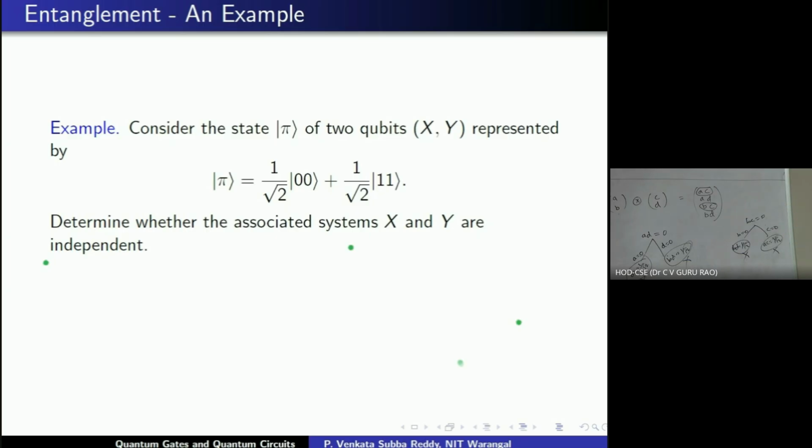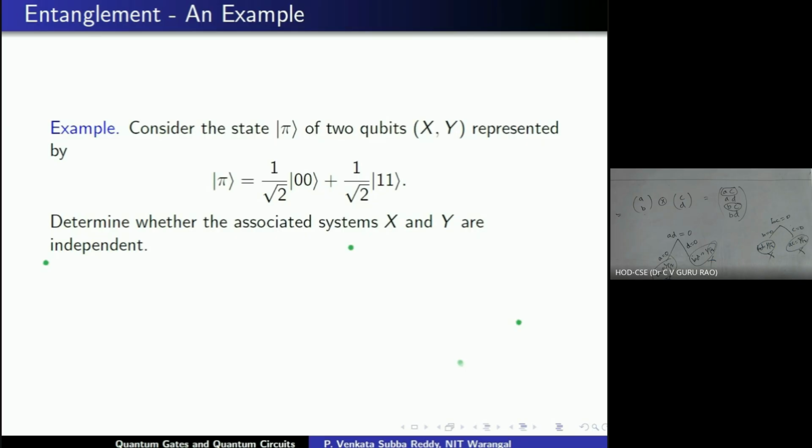Then we say that though they belong to different systems X and Y, that system is somewhat not independent like the previous case. There is some kind of relation between the two. If you make some changes here, definitely there may be some changes in the other. And that type of state, we call it an entangled state. That is only entanglement. Entanglement means it is not a product state.